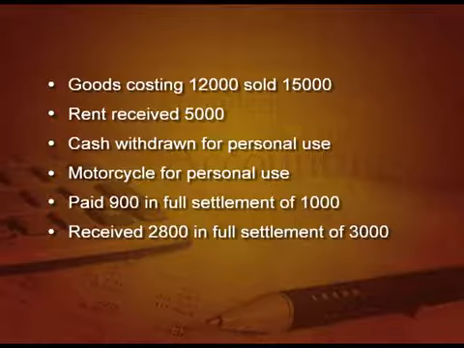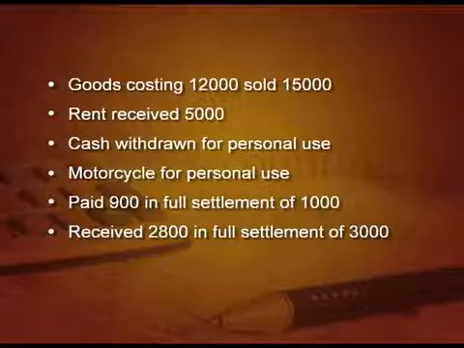Similarly, the next one, received 2,800 in full settlement of 3,000. Now you are receiving less. This is a loss. Your capital gets reduced by 200, but cash increased by 2,800, and 3,000 will be deducted from debtors. Yes, out of 3,000 you are able to get only 2,800. So, this results in a loss which reduces your capital by 200.